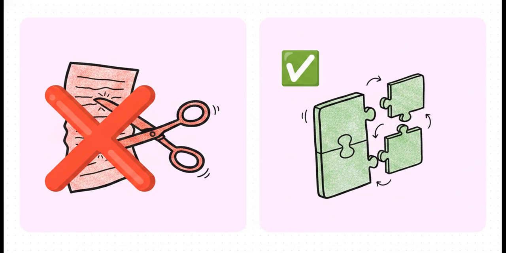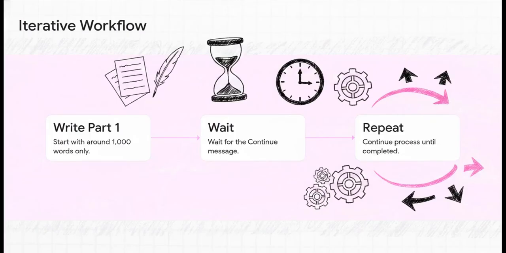Instead, it forces the creator to write the script in multiple, distinct parts. The framework provides a really precise sequential loop to manage this. Step 1, start with part 1 only, capping at around 1,000 words. Step 2 requires a complete halt. You literally have to babysit the process and wait for the exact message "continue" before you're allowed to move on. And Step 3 dictates that this process just repeats until all parts are completed. It's a highly controlled, iterative workflow.